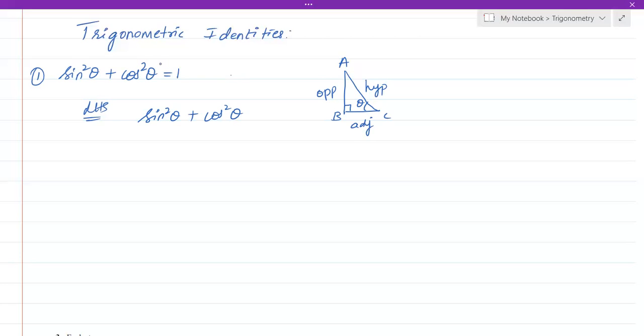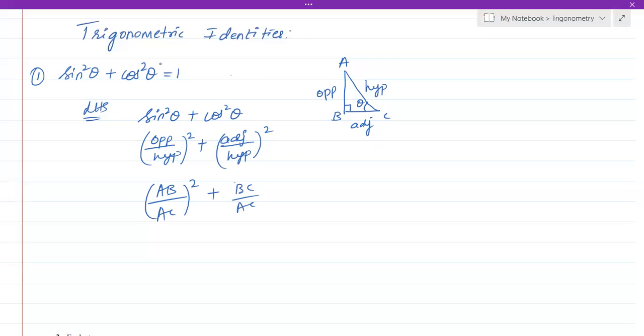Now, according to the definition, sine square theta is what? Opposite by hypotenuse, isn't it? So opposite by hypotenuse. Since it is square, let's square it. And what is cos theta? Adjacent by hypotenuse, the whole square. Now what is opposite from the figure? It is AB and hypotenuse is AC. AB by AC the whole square plus BC by AC the whole square.